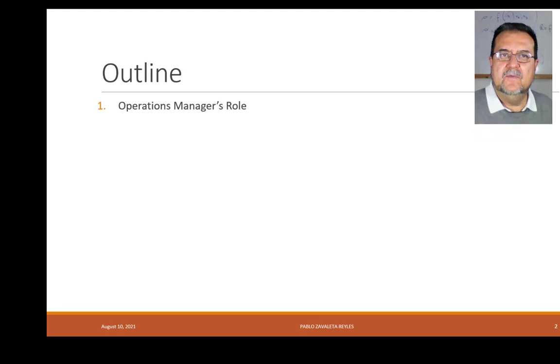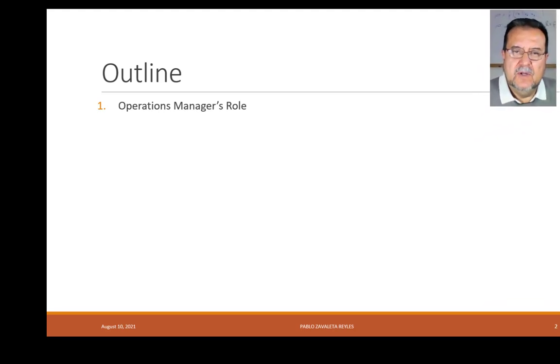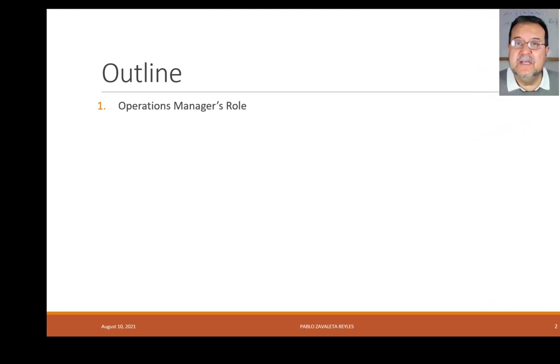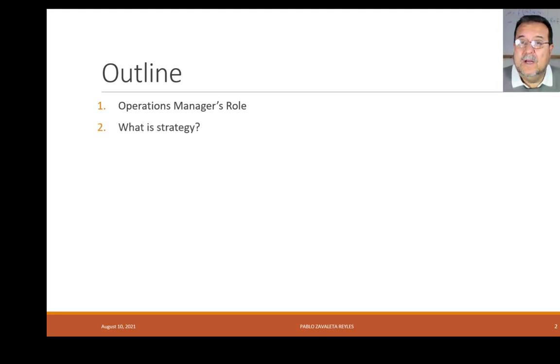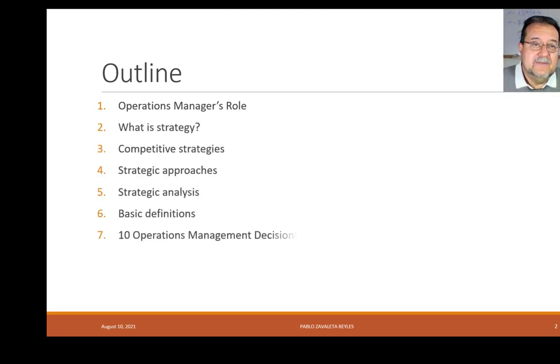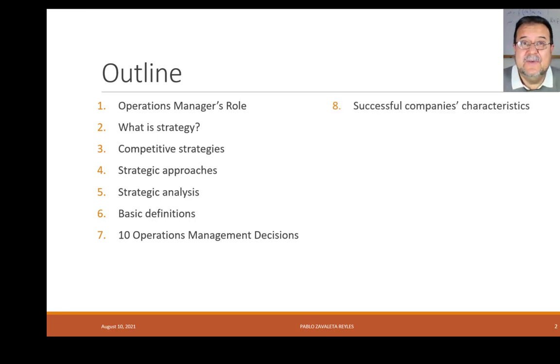The outline for this video is as follows. First, we will be covering what is the operations manager's role, what is a strategy, what are the competitive strategies that we can use, what are the strategic approaches, how to perform a strategic analysis, some basic definitions regarding operations management, what are the 10 most common operations management decisions, and we will continue with successful companies' characteristics so that we can identify the best practices that we should be striving for.